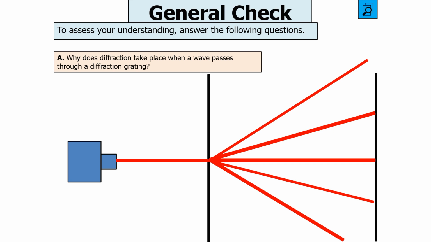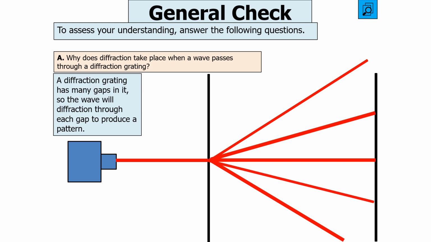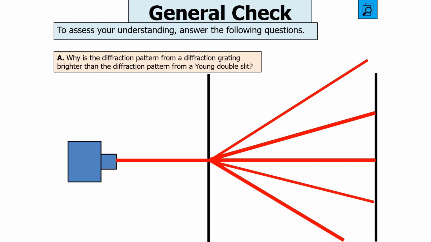Why does diffraction take place when a wave passes through a diffraction grating? Pause the video now, then unpause the video when you want to go through your answer. A diffraction grating has many gaps in it, so the wave will diffract through each gap to produce a diffraction pattern.